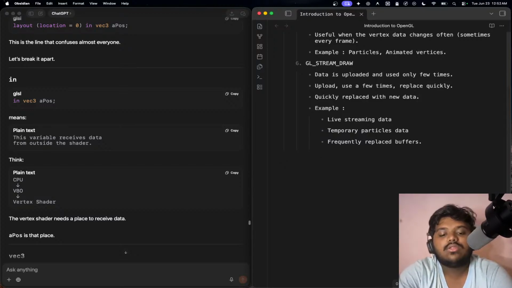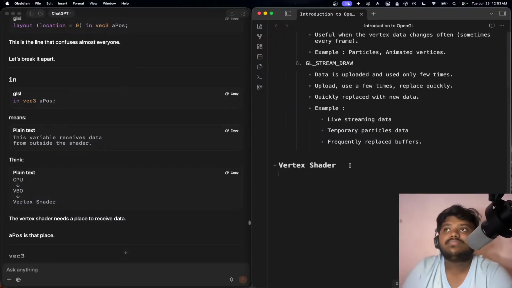Okay, the vertex shader. It's supposed to have three... No, I think he needed a little bit of space. Okay, he's good.